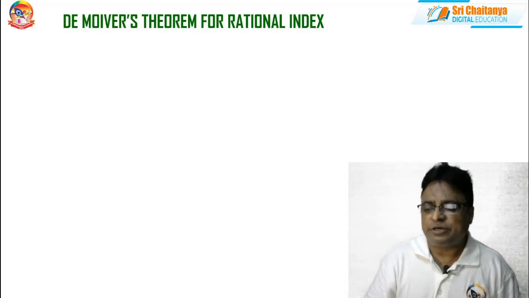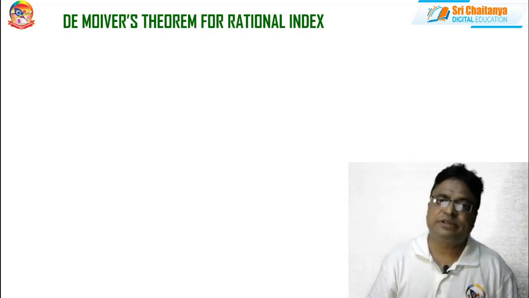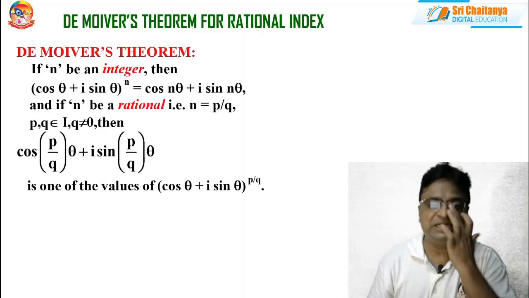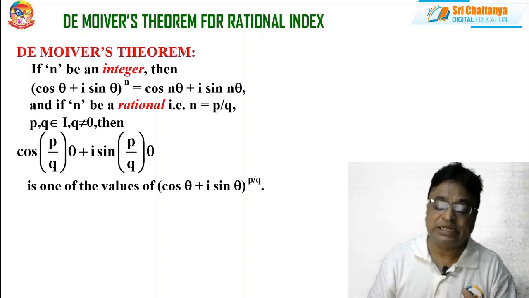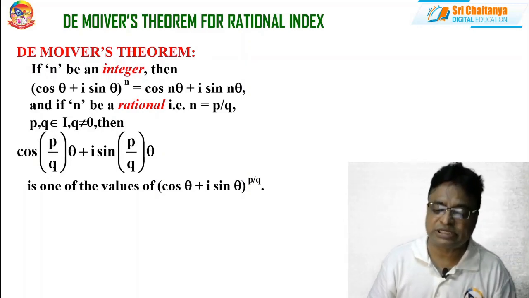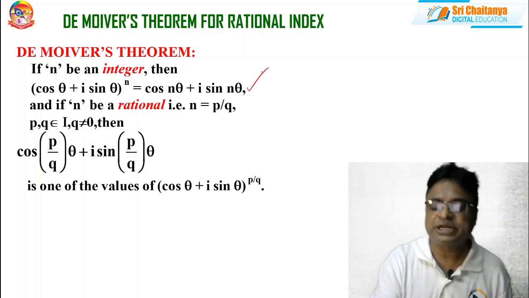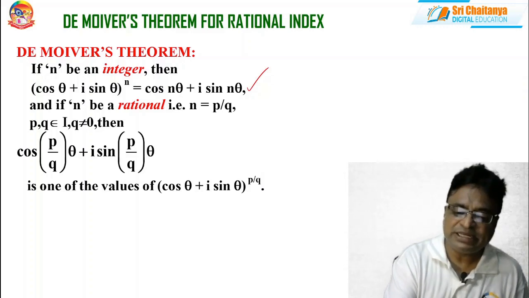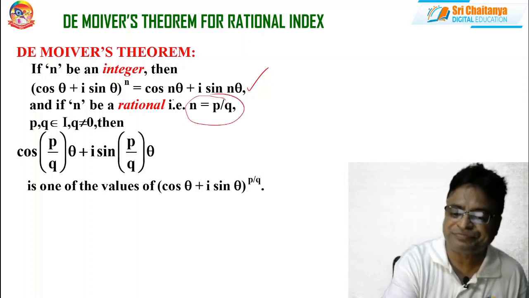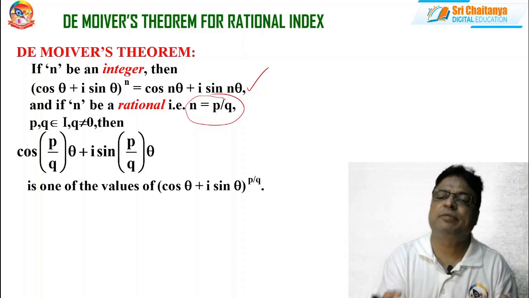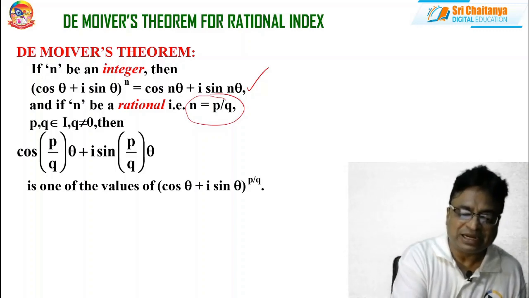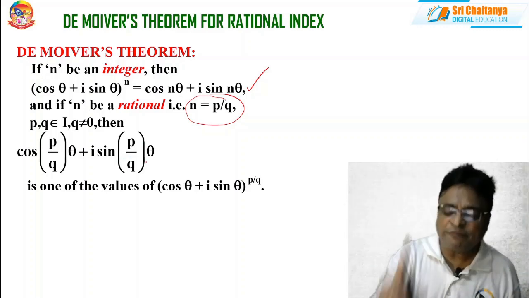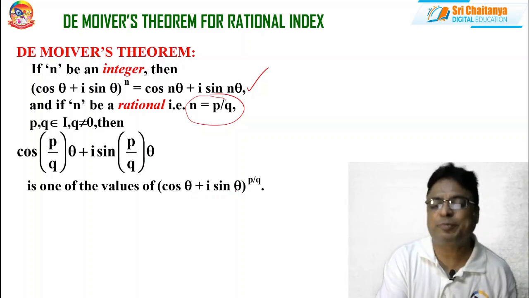Already I told how to find nth roots of the complex number. It is also similar to that one. If n is an integer, then (cos theta plus i sin theta) whole power n is equal to cos n theta plus i sin n theta. This is called de Moivre's theorem for the integral index. Whereas, if n is a rational number of the form p by q, where there is no common factor for both p and q, then cos p by q theta plus i sin p by q theta is one of the values of (cos theta plus i sin theta) whole power p by q.